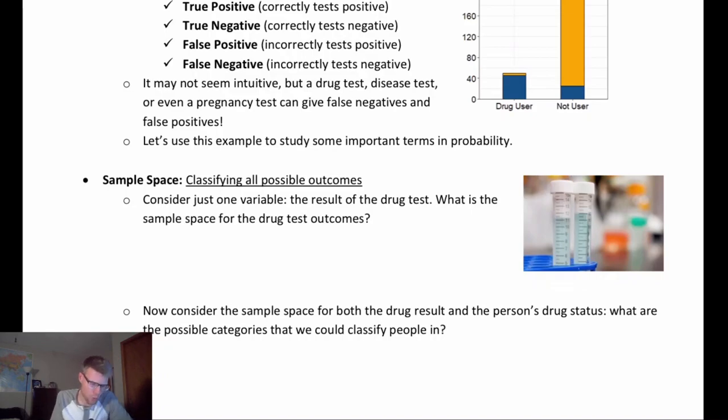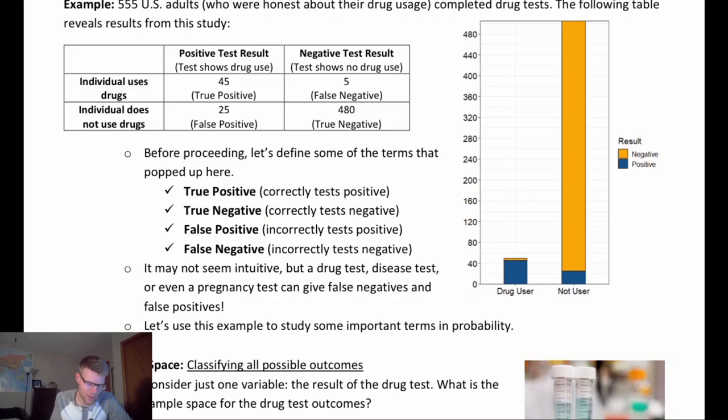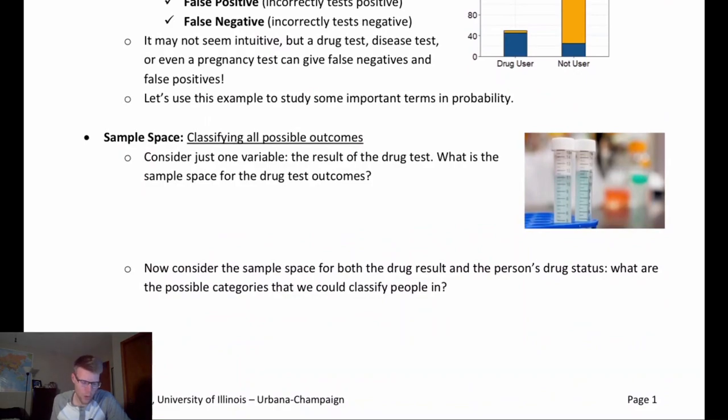So let's just consider one variable because we do have two going on up here. One is the test result, one is the person's drug status. So let's focus on the result of the drug test. What would be the sample space for the drug test outcome? And that's going to be positive or negative. All right.